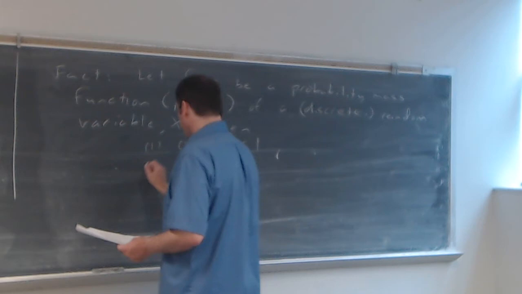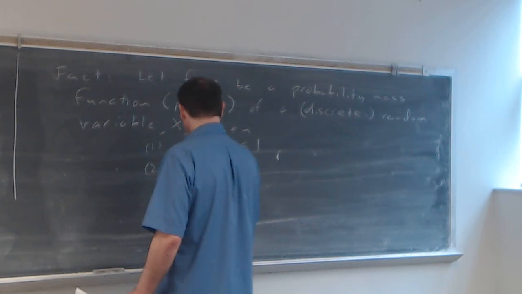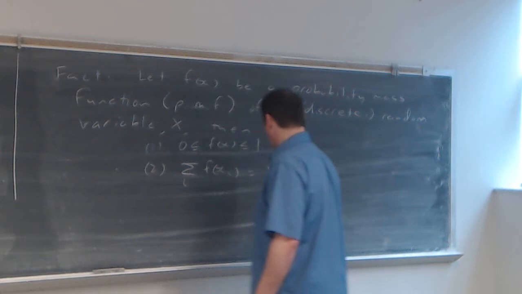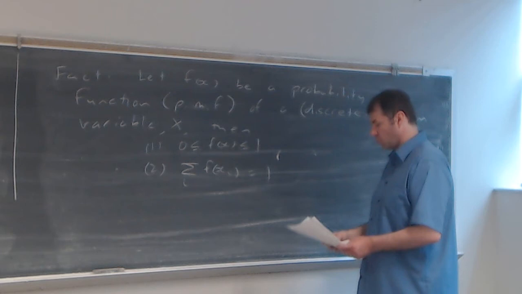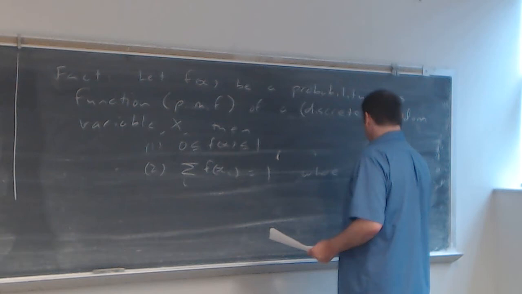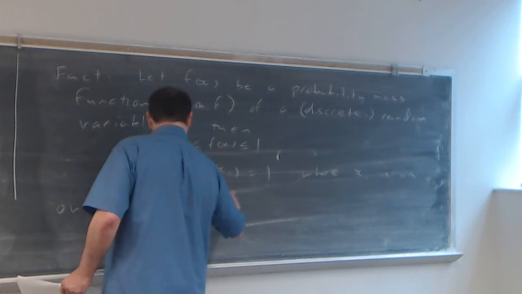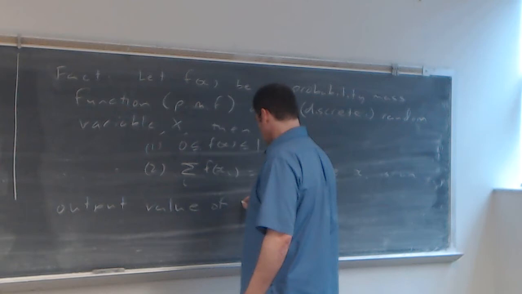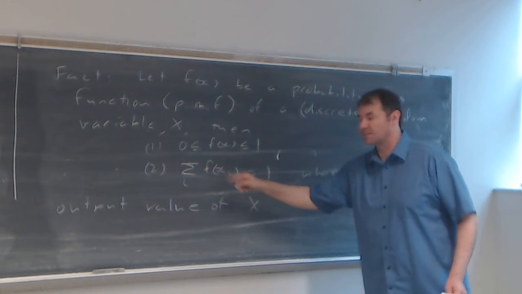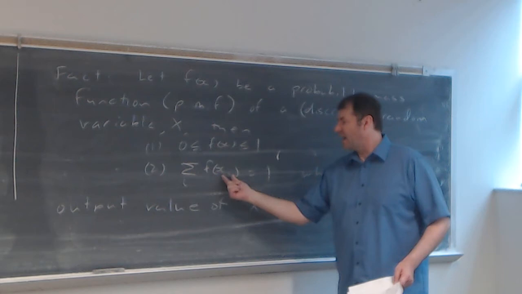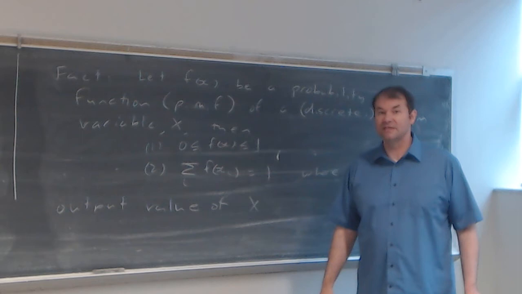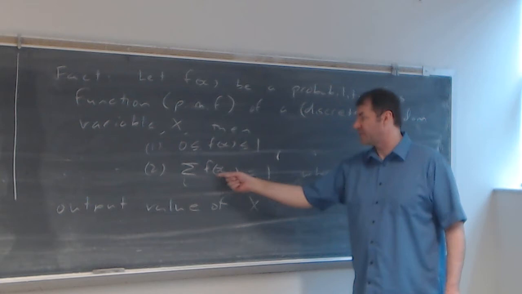And two, the sum over all i's of f of x sub i has to be equal to 1. So if you sum up all the probabilities, you've got to get 1, where x sub i is an output value of X. So we're summing over all the x sub i's, if you will, this f of x sub i. The f of x sub 1, the f of x sub 2, those are going to represent mutually exclusive events. And so they don't have any overlap, and their union has to be the whole sample space. And so that's why you get the probability being equal to 1.